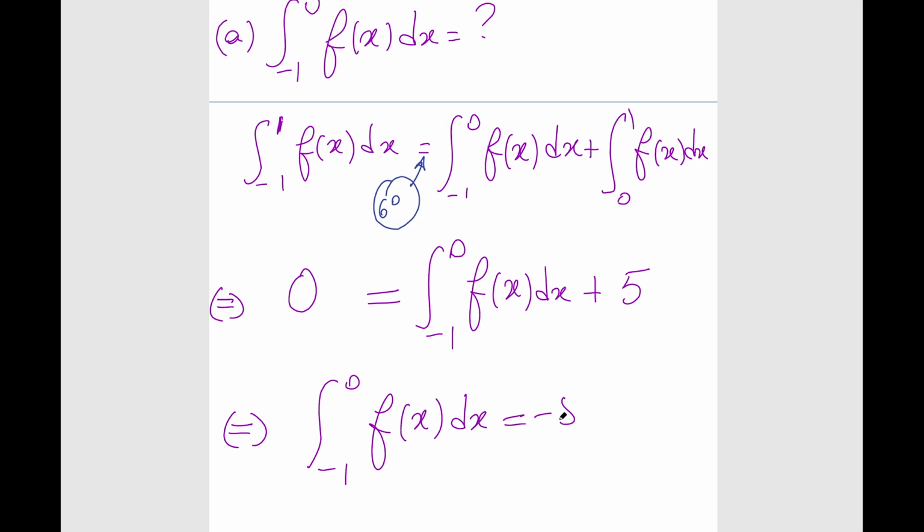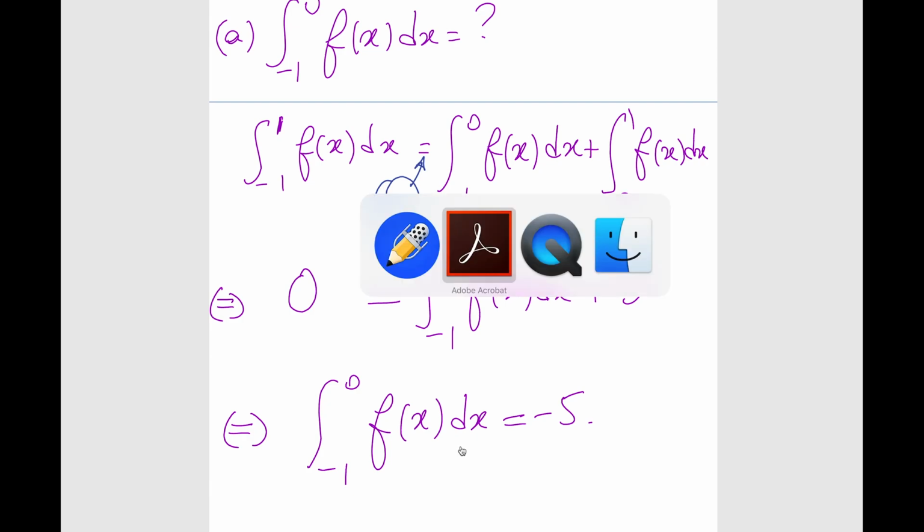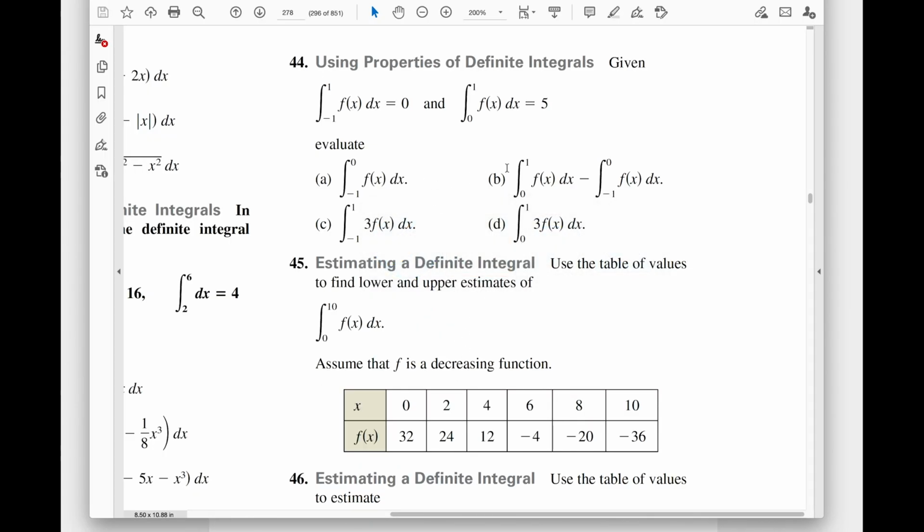That guy should be -5. Agree with this? So that's part A. Part B, maybe now we can do it orally. So now we know this guy. Now we know this guy. How much is this? This is -5.